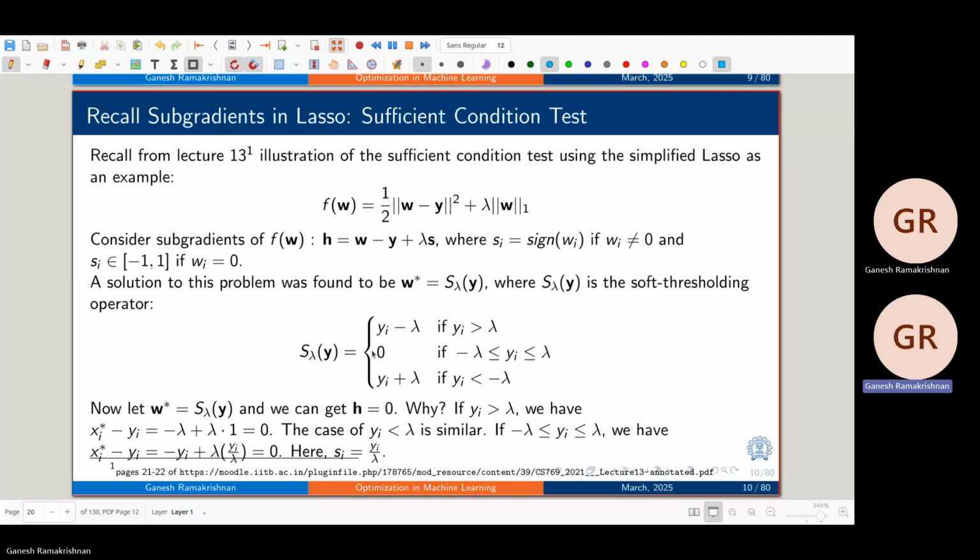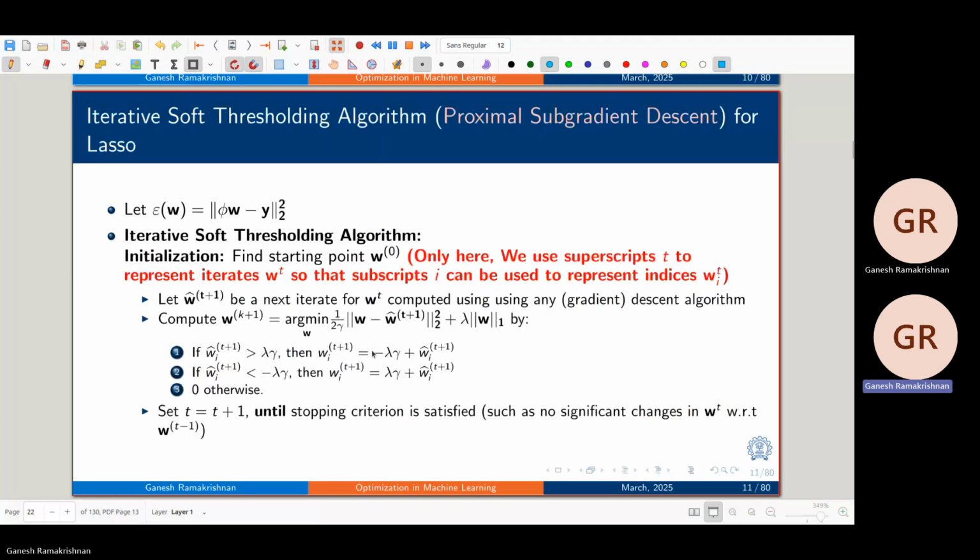This is exactly the advantage we are getting. Well, this is the advantage you are getting for this specific lasso. But in general, you may say, well, if I can't use a sufficient conditions test, is this less effective? No. Even then it is effective.